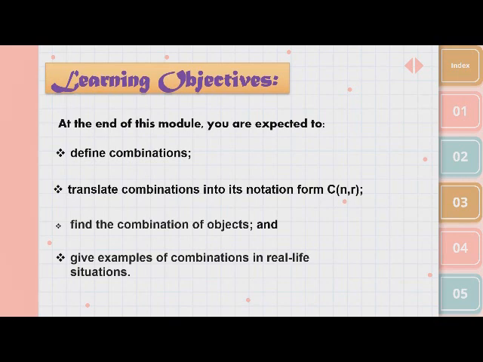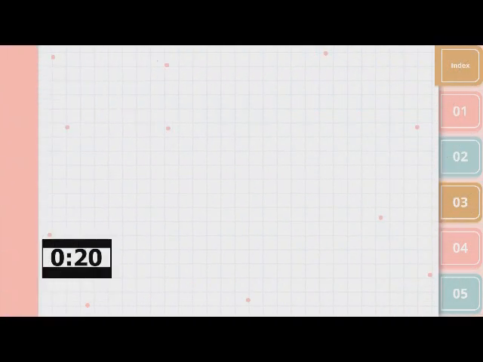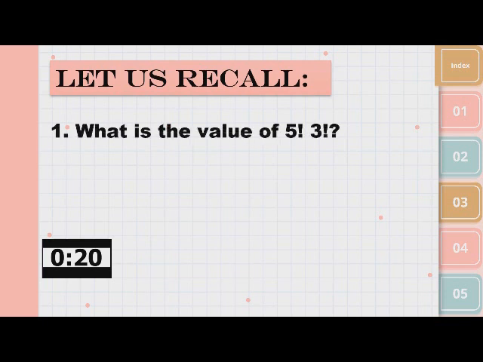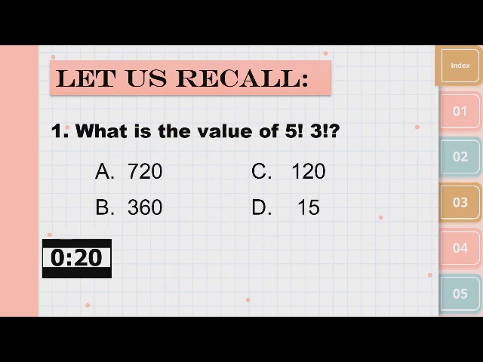Before this, let us recall your lesson from module number 1 and 2. First question: what is the value of 5 factorial over 3 factorial? Choices: A, 720; B, 360; C, 120; D, 15. Timer starts now.